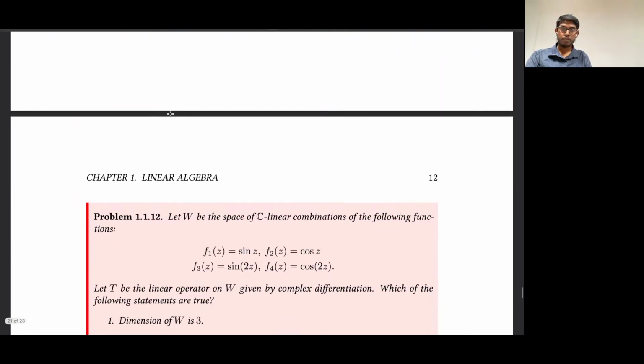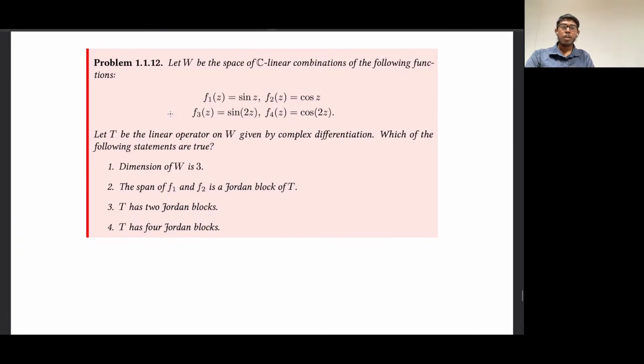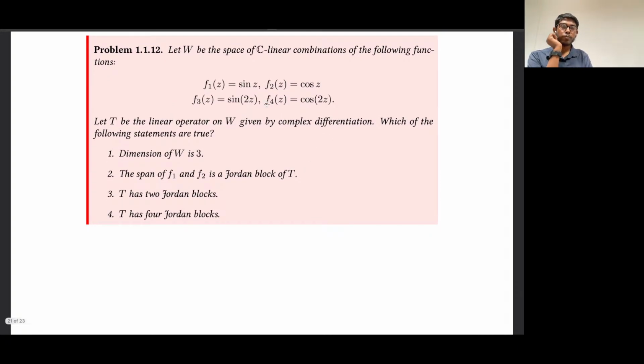Let's go to the next problem. Let W be the space of C-linear combinations of the following functions. So you have 4 functions: f1, f2, f3, f4, which are sin z, cos z, sin 2z, cos 2z. And let T be the linear operator from W to W, given by f goes to f prime. Okay, it's a complex differentiation. Then which of the following statements are true? Okay, right. So what do you think about this problem? Any guesses?